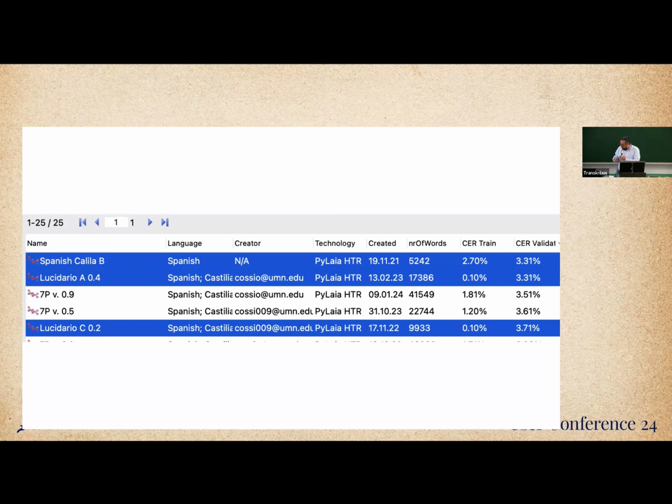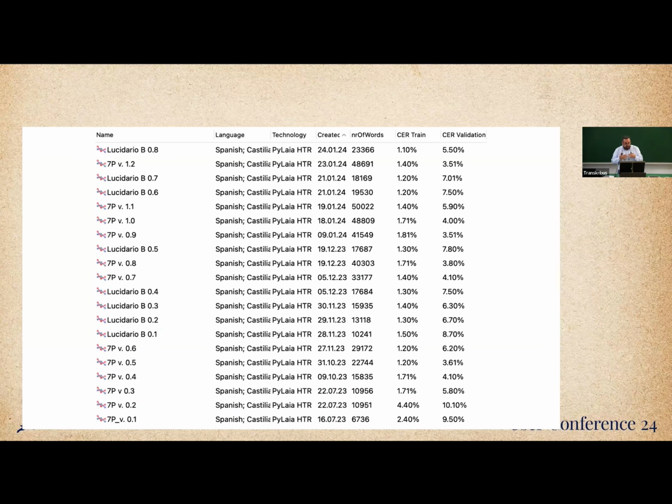When we reduced the number of training epochs, then we saw an impact. I think you have probably observed this as well. The accuracy of the models is different, and now it requires a much higher input of text and words to achieve a comparable result. So currently I'm working with two models that you see here. One is 7P, which is for his project, and one is Lucidario, which is for a project that I'm developing.